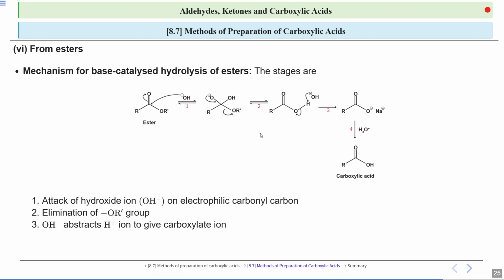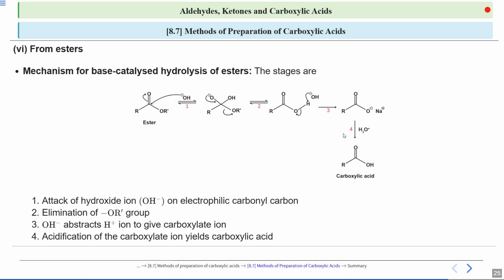Next, following the elimination, the hydroxide ion abstracts a hydrogen ion, which is H plus, to give you a carboxylate ion. So this OH minus ion abstracts this hydrogen, and this oxygen has a negative charge, and you get a carboxylate ion. Further, acidification of this carboxylate ion will yield the corresponding carboxylic acid. So this completes the transformation of ester into a carboxylic acid. This is how from ester you get a carboxylic acid.